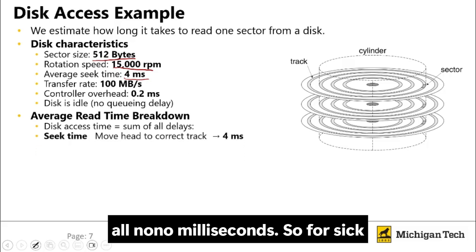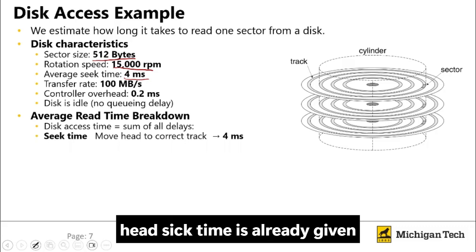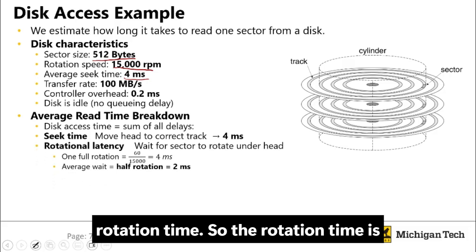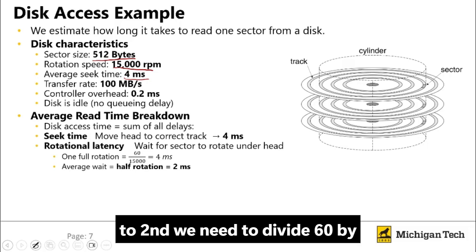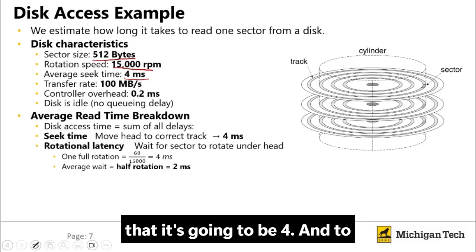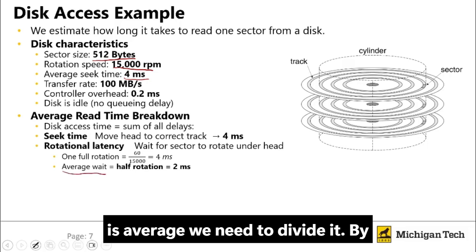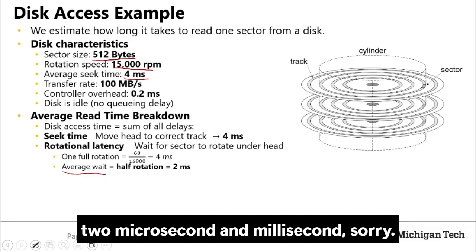So for seek time, to move the head, the seek time is already given in milliseconds. For finding rotation time, the rotation speed is per minute. If you want to change it to seconds, we need to divide 60 by that. It's going to be 4. And because rotation latency is the average, we need to divide it by 2. So it's going to be 2 milliseconds, sorry.